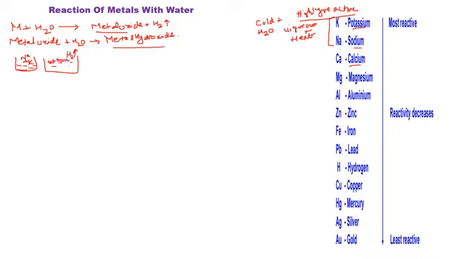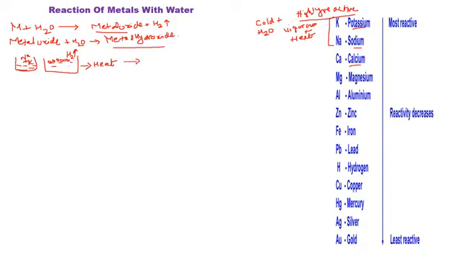They are going to float on water. Now this hydrogen gas will be released, and a lot of heat is released. That is why it is a vigorous or violent reaction. Hydrogen gas plus a lot of heat is released. This heat is going to burn the hydrogen gas.